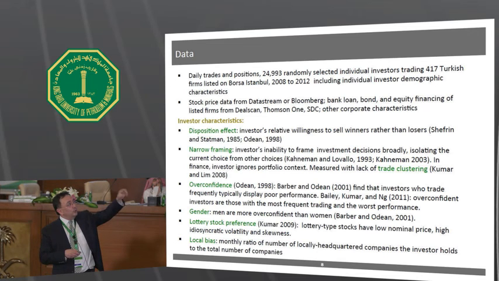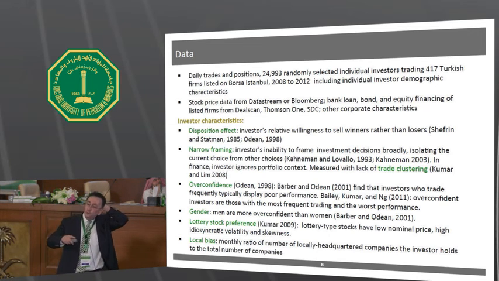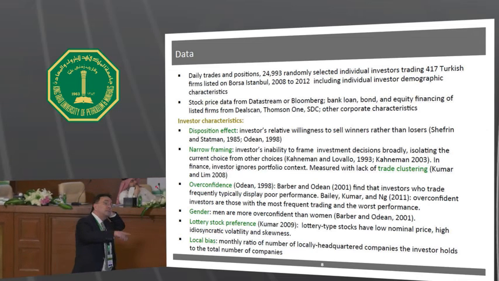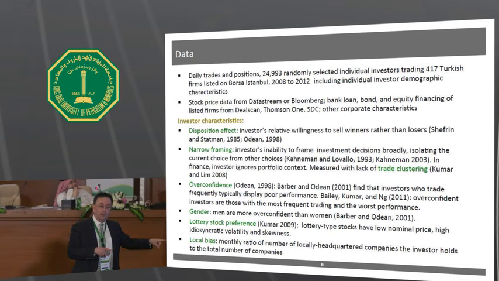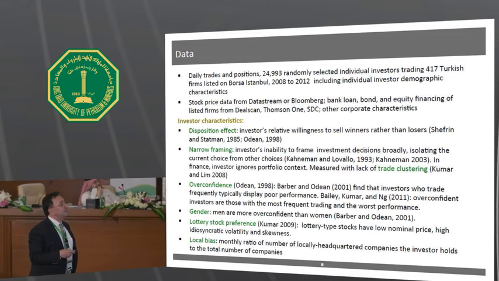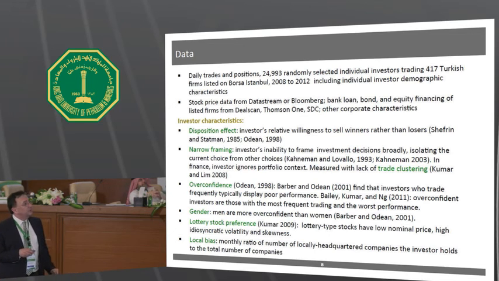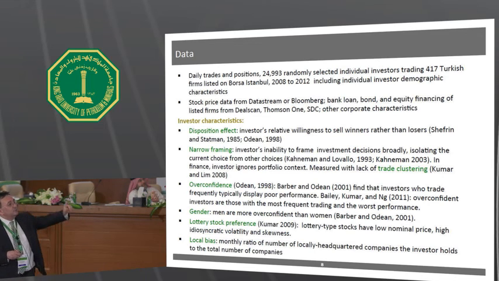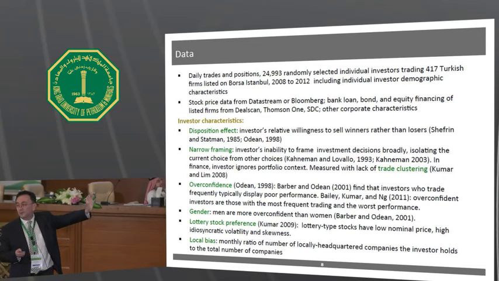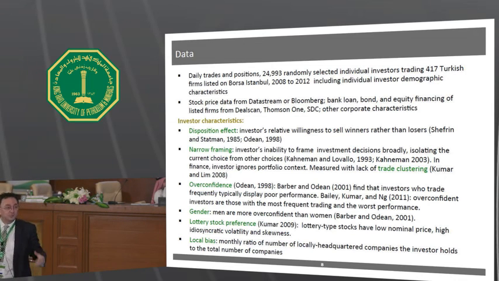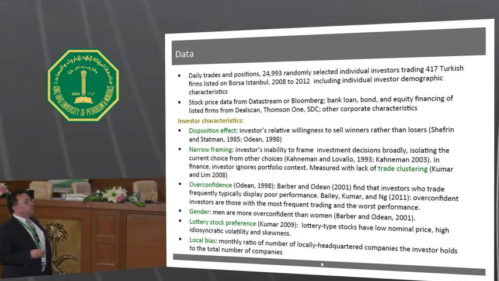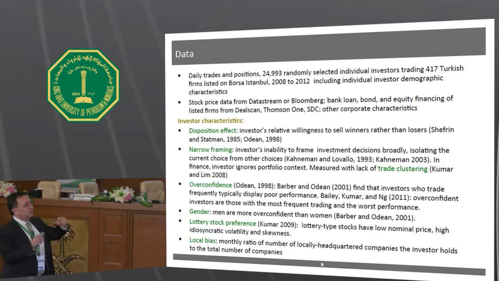We also know, as I told you, if you have traded through this Islamic brokerage house. The data spans from 2008 to 2014, 4 years of data, and includes individual investors' demographic characteristics as well. So we know a lot of information. In terms of the stock price data, we got it from the regular places.